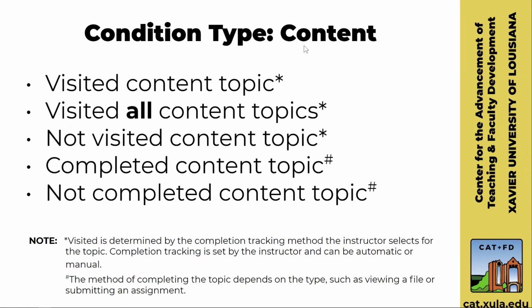So the question about content is going to be, can be released if a student has visited a content topic, visited all of the content topics, not visited a content topic, completed or not completed. And visited is going to be determined by the completion tracking method that is selected by you. The default completion tracking method is automatic, but you can set that to manual, and I'll show you how that's done in a moment.